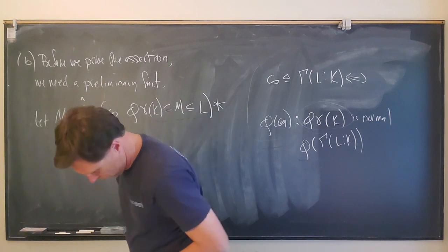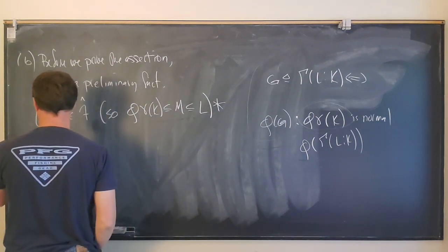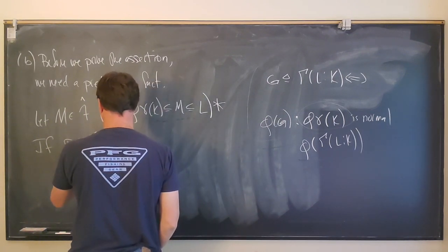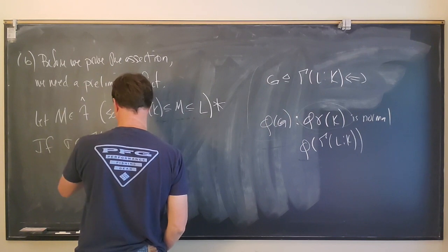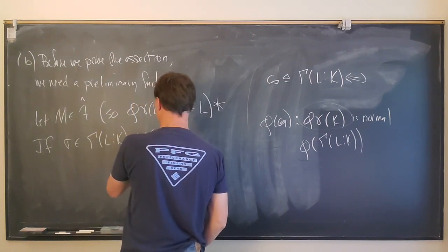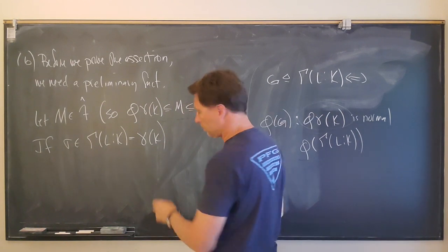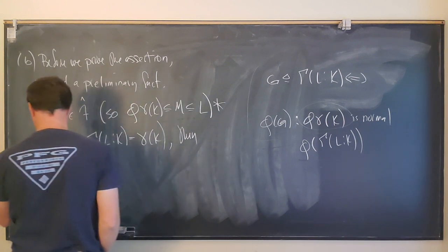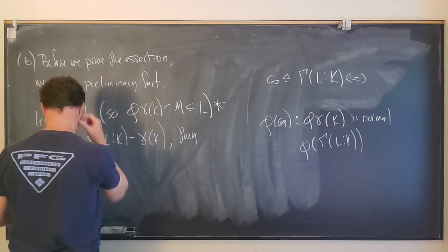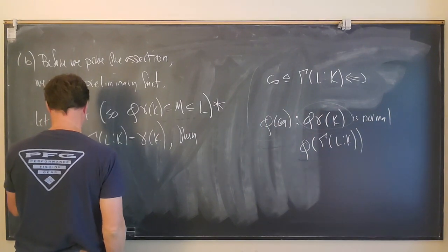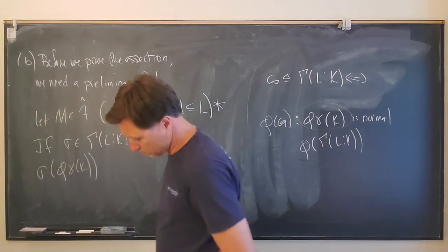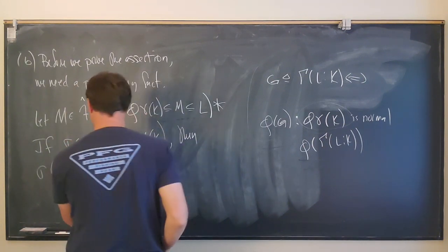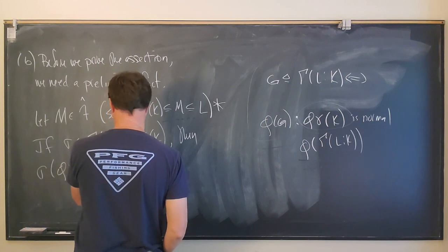So if sigma is in gamma of L over K, which is equal to little gamma of K, by the way, then if we look at sigma of phi gamma of K, this is equal to phi gamma of K.